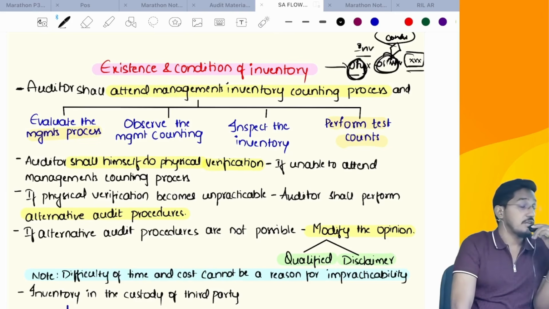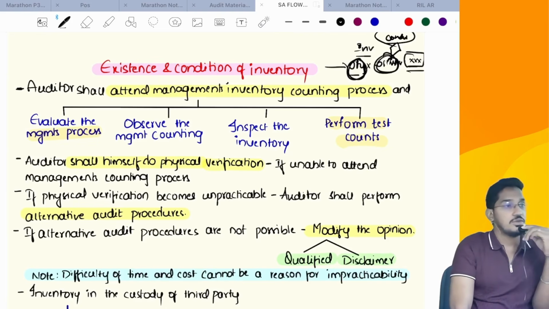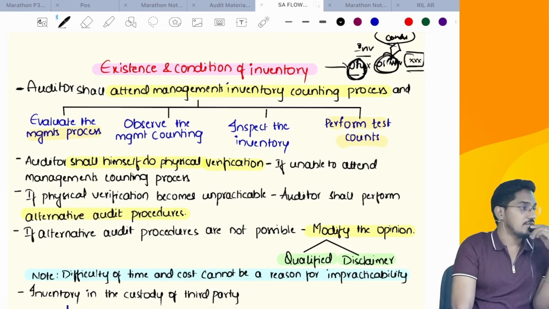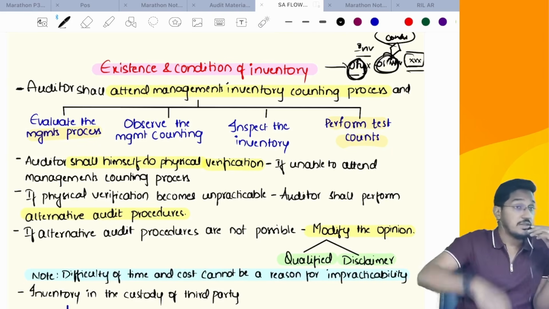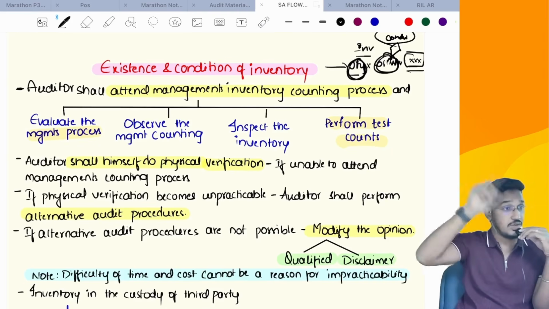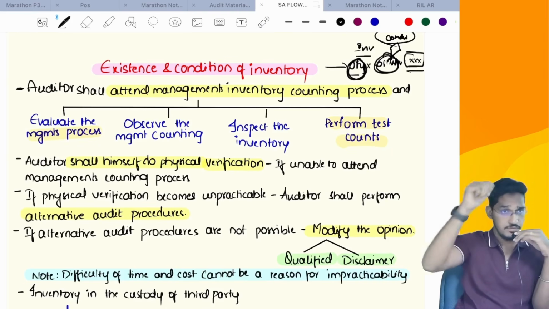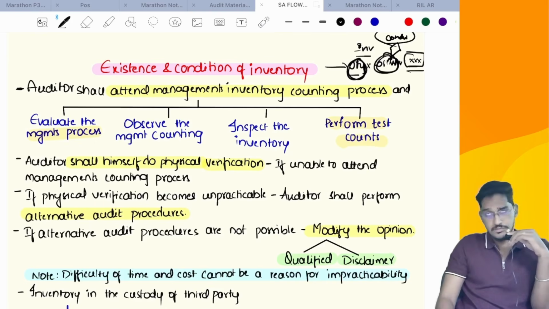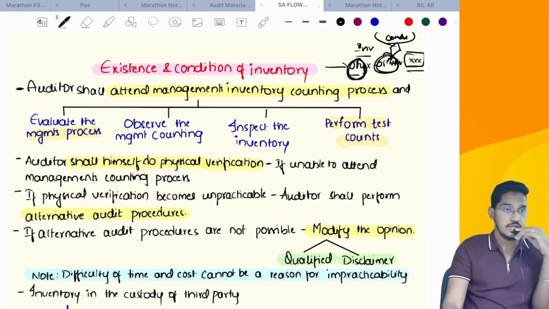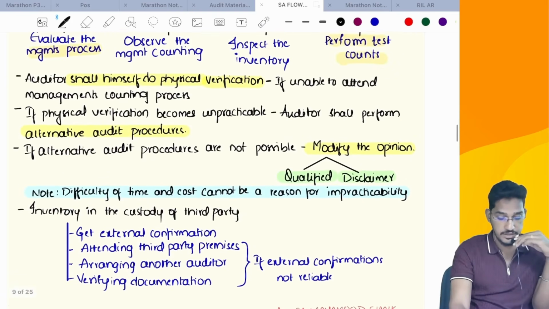Not disclaimer. I told you, no. You think whenever there is no evidence, you will directly jump to disclaimer, but it is not the case. Here it could be either qualified or disclaimer. If the possible effect of that inventory is only material but not pervasive, then qualified. If the possible effect is material and also pervasive, then disclaimer we are supposed to give. Understood? Clear and comfortable? Right.